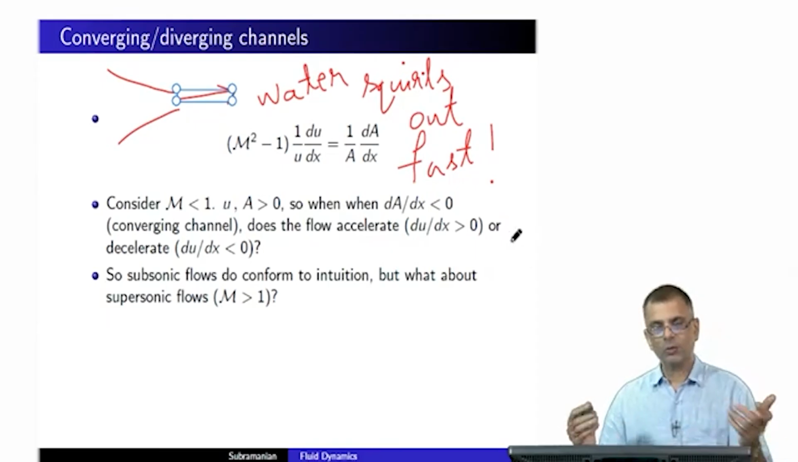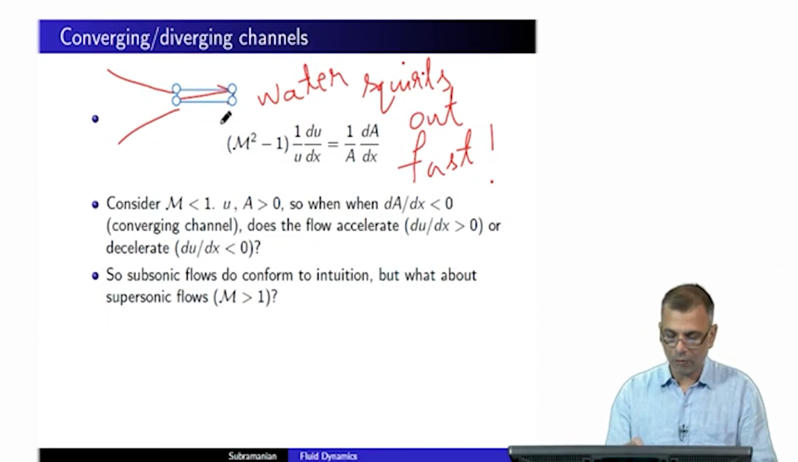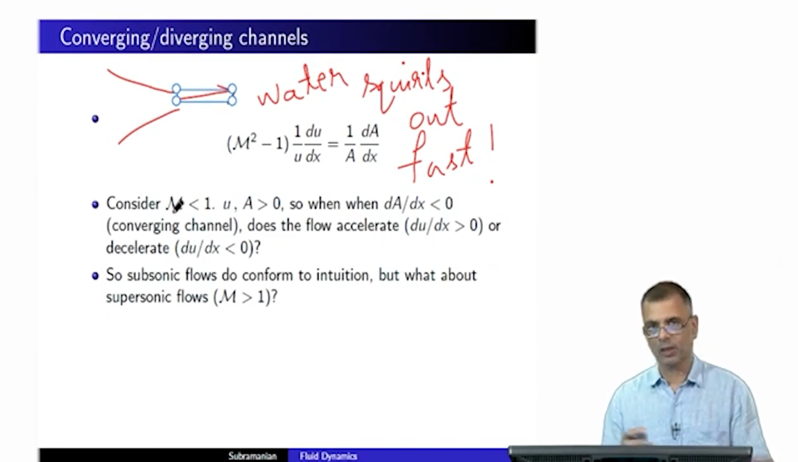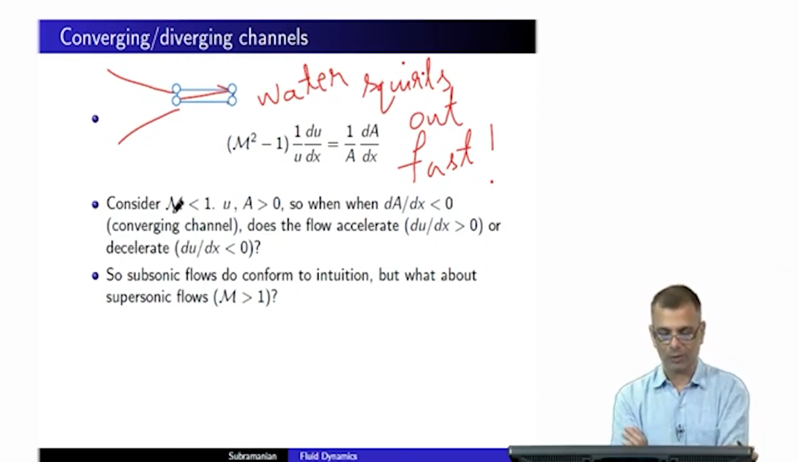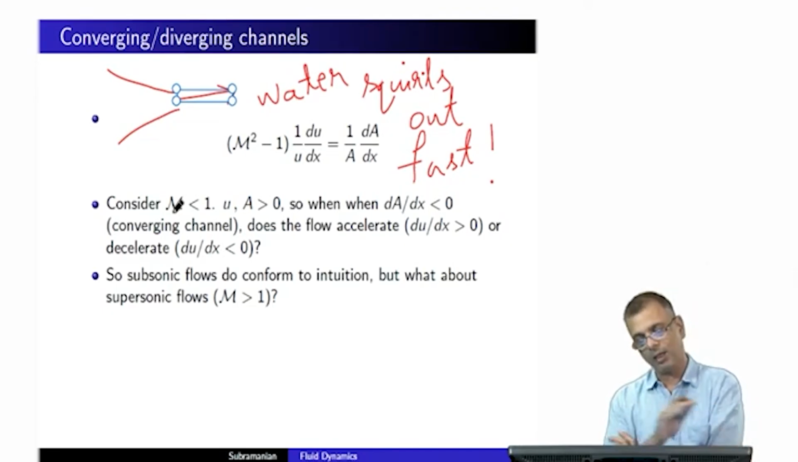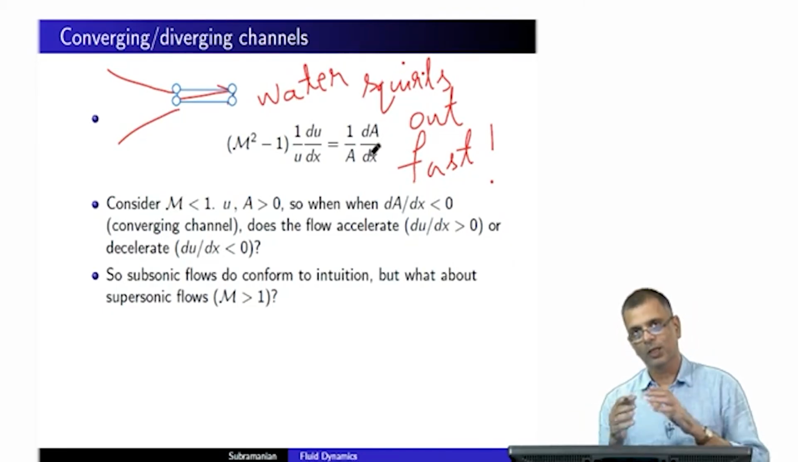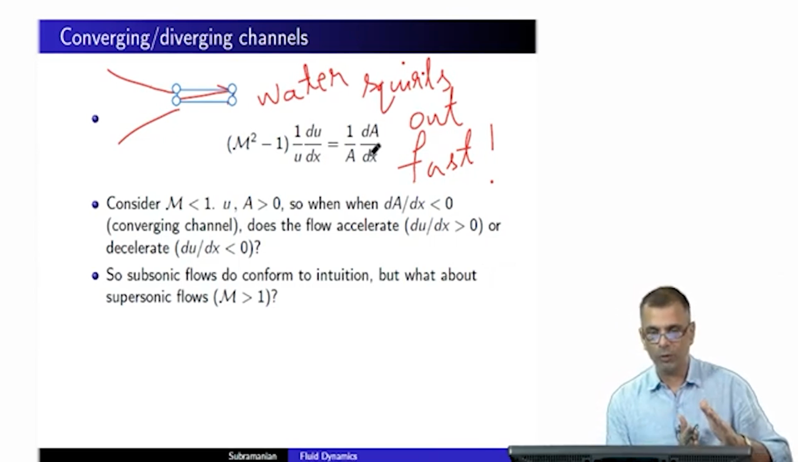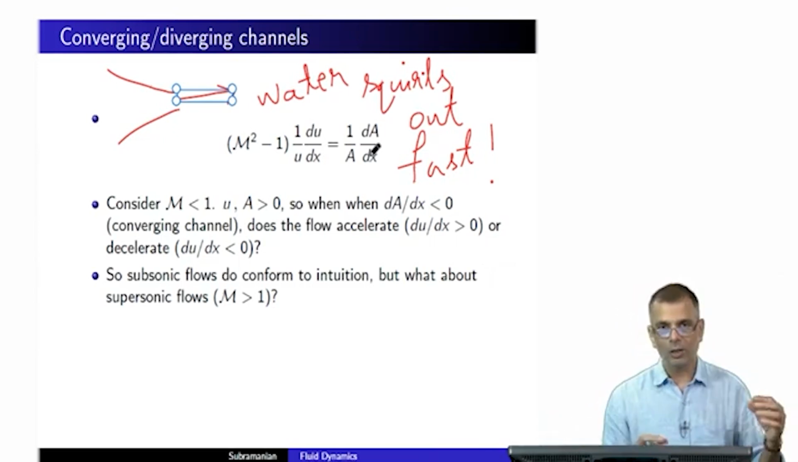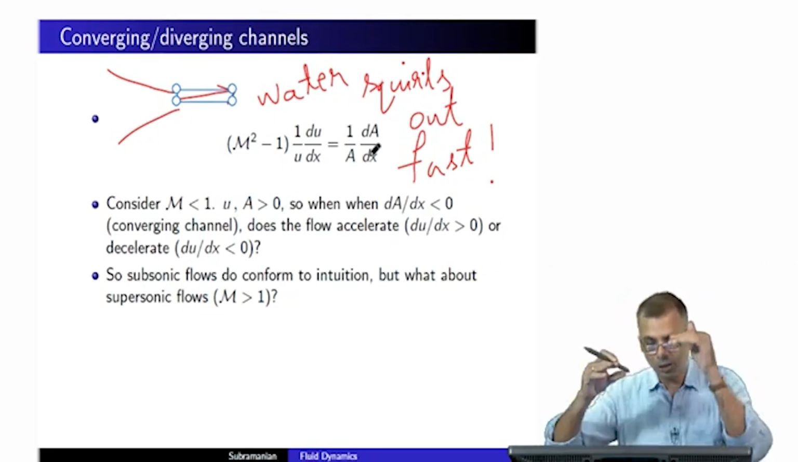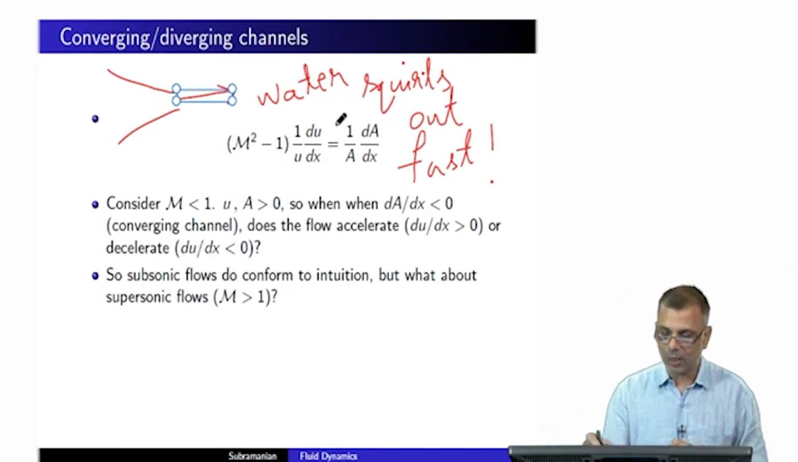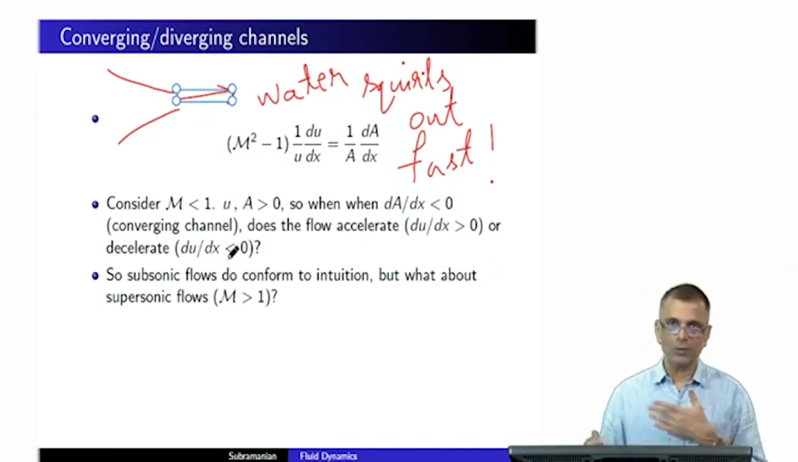So this conforms to intuition when the water flow is subsonic, and in everyday situations, of course, the water flow is subsonic. The speed of the water flow is very much lower than the speed of sound. So subsonic flows do conform to intuition, and the opposite can be said if dA/dx was larger than 0. If you consider a diverging channel, you have a fast flow, and as soon as it encounters a diverging channel, it slows down. The du/dx would be less than 0. So this is what your intuition tells you.